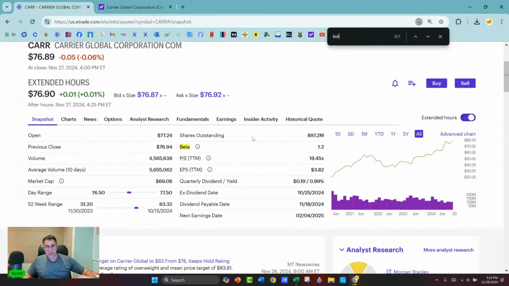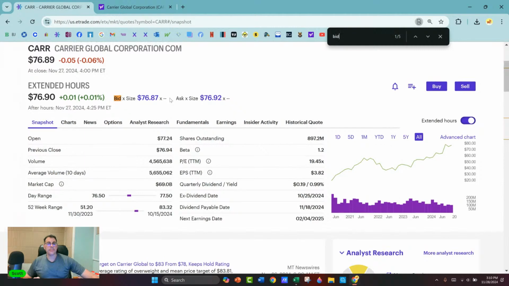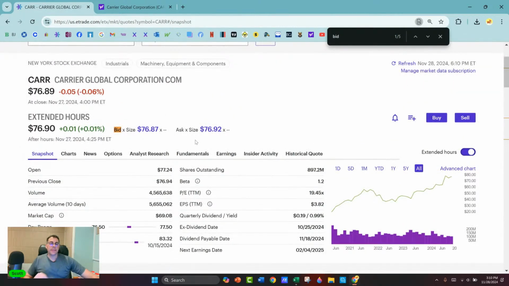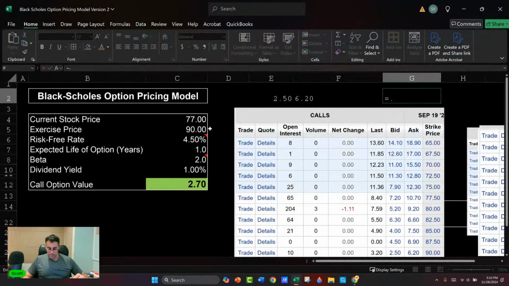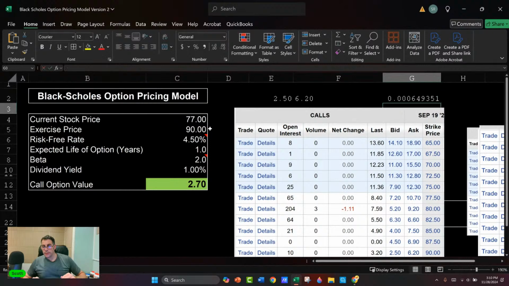Do they even have it? Okay, here. The bid, it's 5 cents. The bid is 76.87. The ask is 76.92. I mean, that's such a tight range. 5 cents, and the stock is $77. So it's like 0.05 over 77. So it's 0.06%. The range.